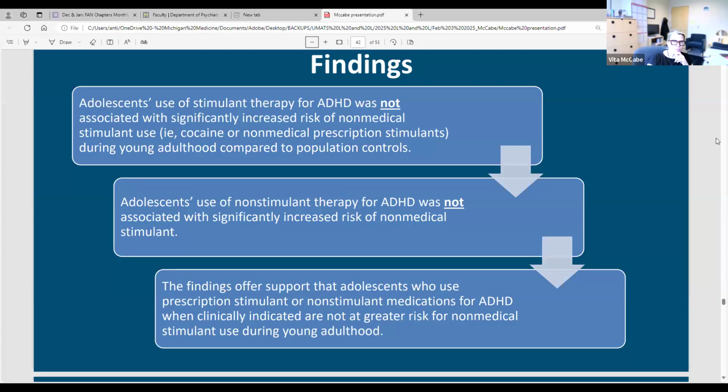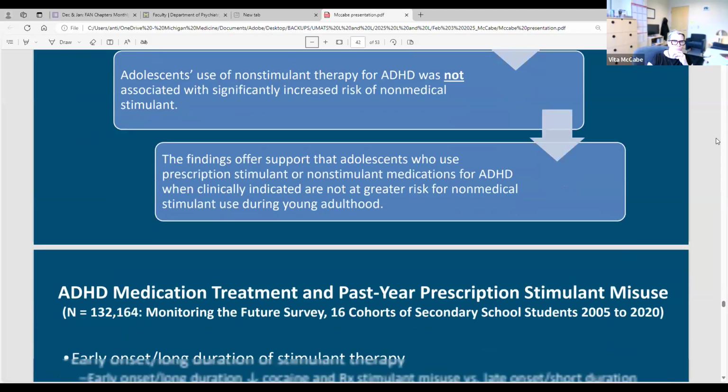And then finally, there was support for adolescents who used both. There was some question of whether ADHD treated with combination therapy of non-stimulants and stimulants is a more severe form of the disease, and whether there is more risk. We did not find that. Next slide.